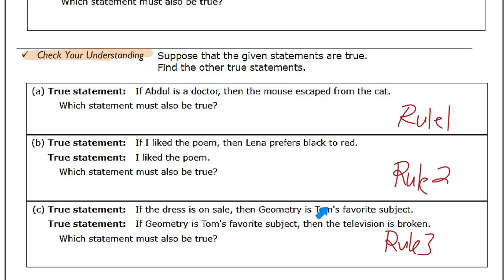Now, this is something we can see. Again, if the dress is on sale, then geometry is Tom's favorite subject. Well, geometry is Tom's favorite subject, then the television is broken. Do you see how they match? So basically, we can say if the dress is on sale, then the television is in fact broken. And that would be my true statement using Rule 3, or that law of syllogism.